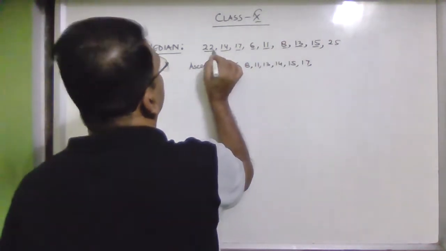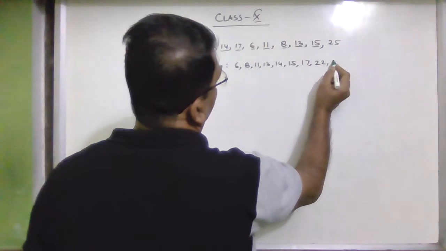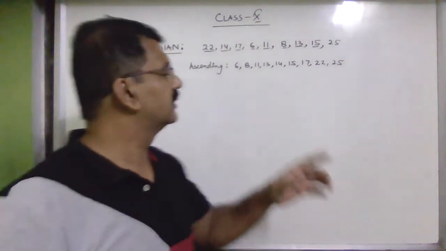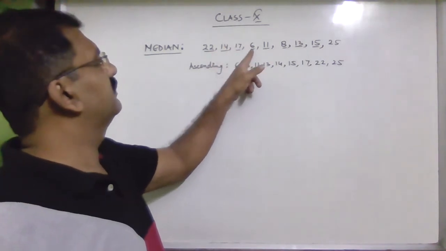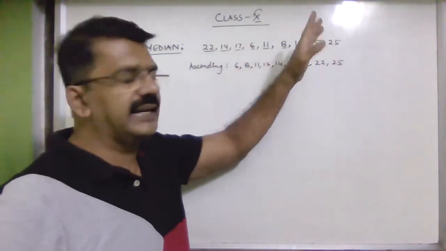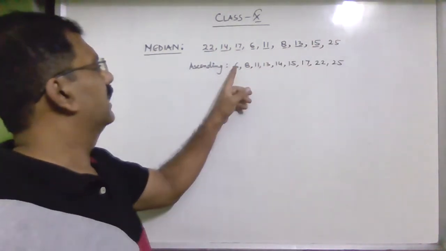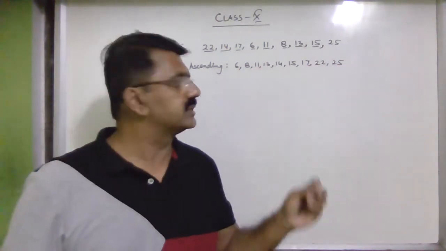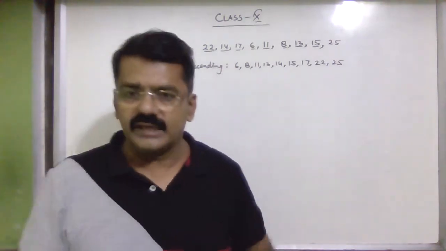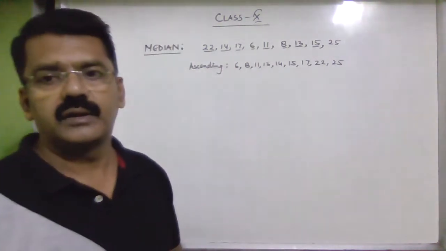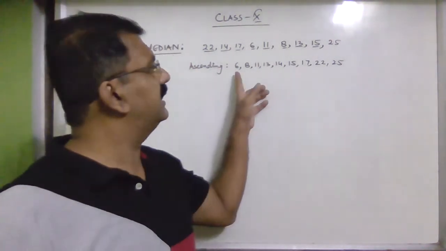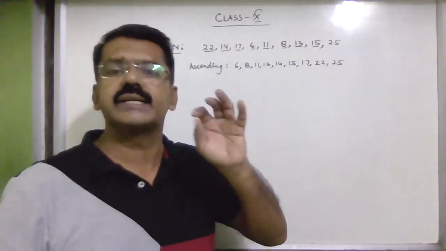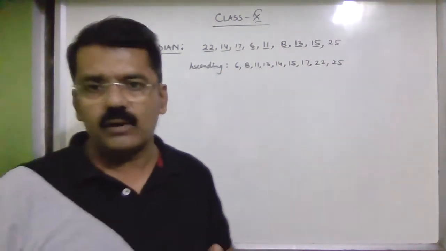Okay? So you must count that you have written all the numbers or not. 1, 2, 3, 4, 5, 6, 7, 8, 9. 9 numbers are there in the question, and 9 numbers are there in this ascending order also. Now, how many items are there? It is 9, and 9 is an odd number.